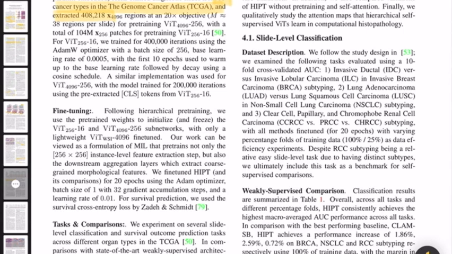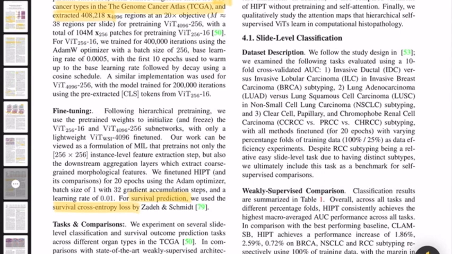The fine-tuning is performed for 2 types of tasks: first, classification of cancer subtypes, and then survival prediction. For survival prediction, they use a cross-entropy loss, not the more conventional Cox loss. We will cover this loss function in more detail in another video.